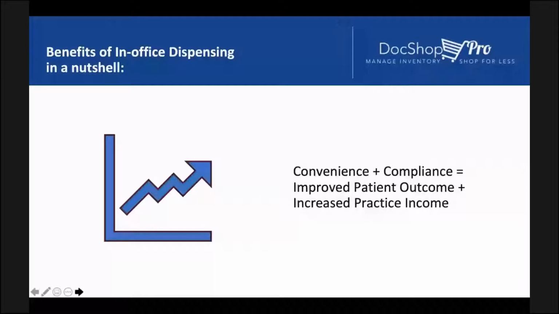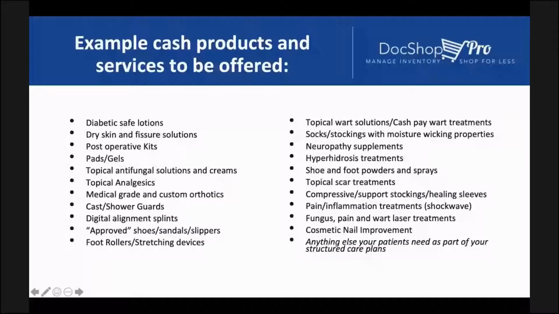and increased practice income. So just some of the products and services that you can offer, kind of the list is endless, but diabetic safe lotions, dry skin and fissure solutions, post-op kits, pads, gels, topical antifungal solutions and creams, topical analgesics, medical grade and custom orthotics, shower guards, digital alignment splints, approved shoes and sandals and slippers, foot rollers, stretching devices, topical wart solutions, cash pay wart treatments, socks, stockings with moisture wicking properties, neuropathy supplements, hyperhidrosis treatments, shoe and foot powders and sprays, topical scar treatments, compressive support stockings, healing sleeves, pain inflammation treatments like Shockwave, fungus and wart laser treatments, cosmetic nail improvement, and anything else you feel that your patients need as part of their structured care plans. I just felt like one of those really fast auctioneers.